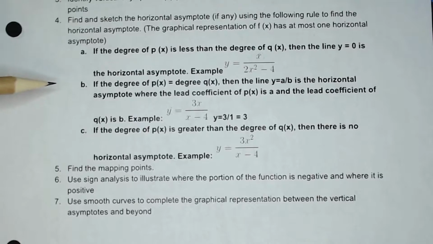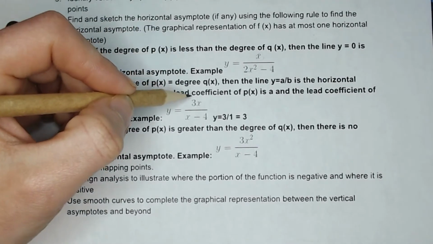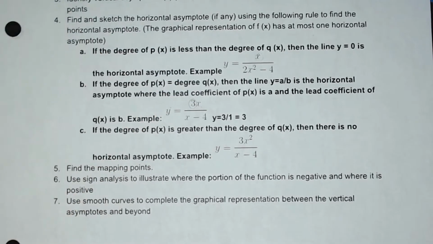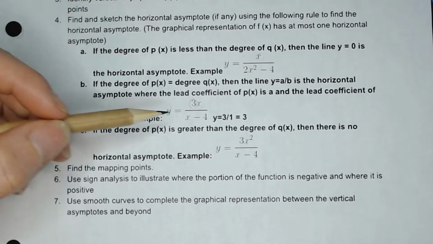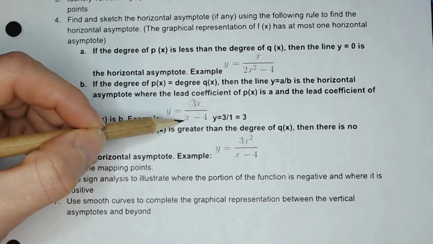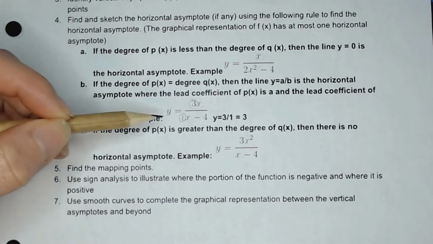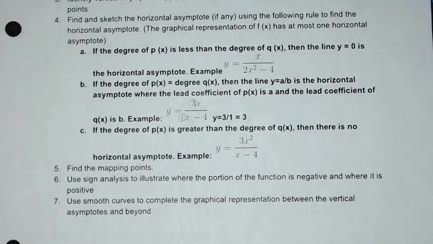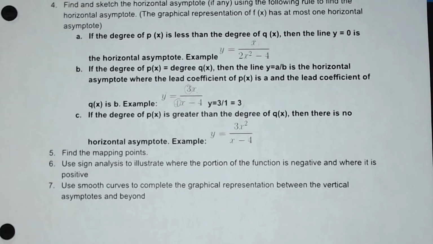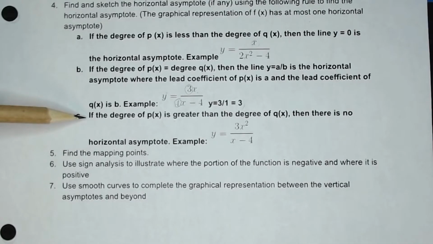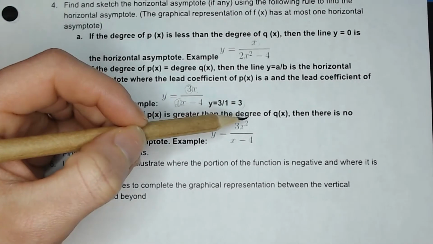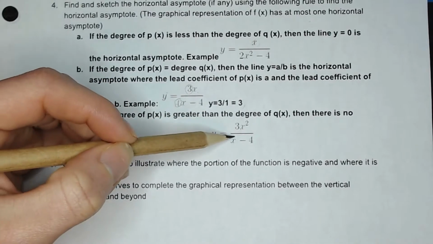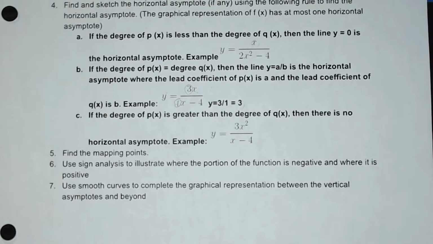If the degree of p of x is equal to the degree of q of x, then the line y equals a over b is the horizontal asymptote. So you find your a value on your biggest exponent factor, and also the b value here, of course it's 1, we don't write it in, but it's 1x, so we have 3 over 1, and you'll have a horizontal asymptote at y equals 3. The last one, if the degree of p of x is greater than the degree of q of x, so here you have x squared over x, then there's no horizontal asymptote.